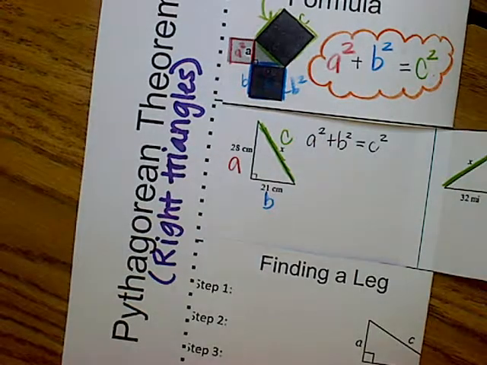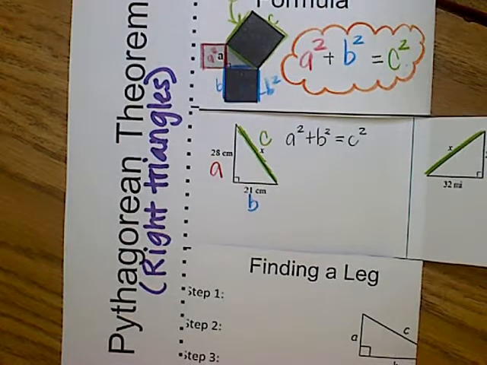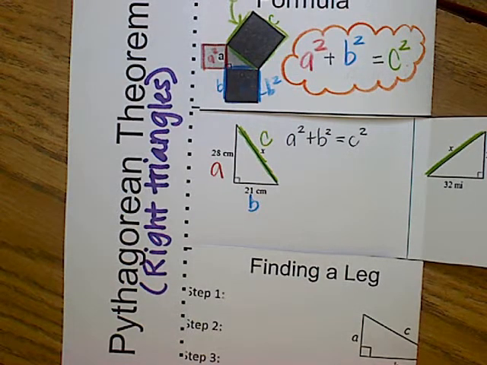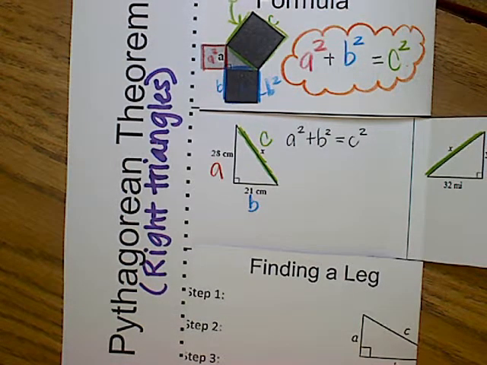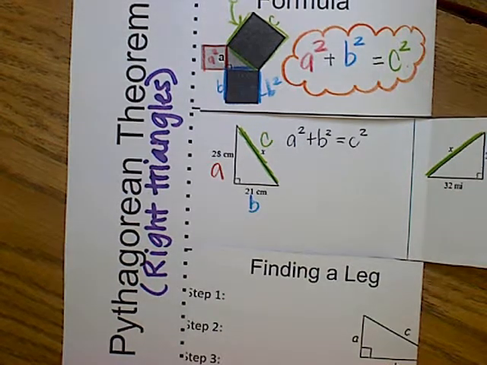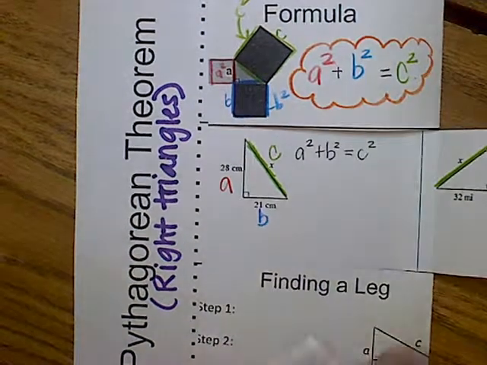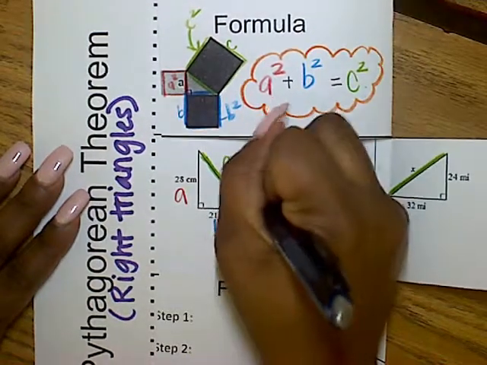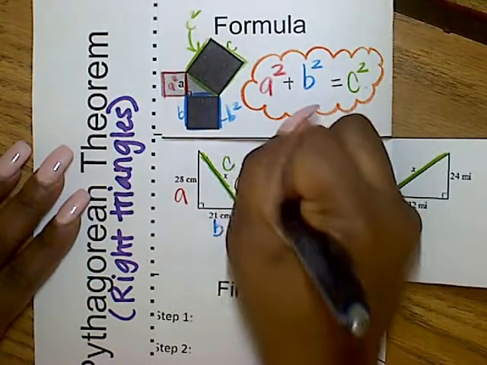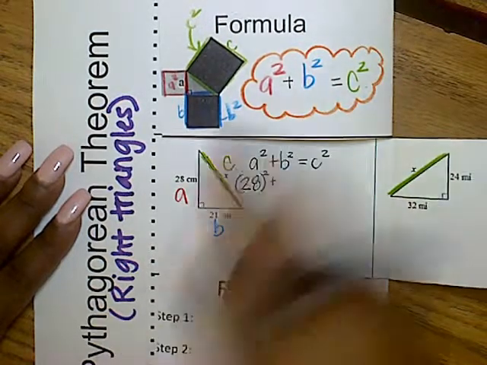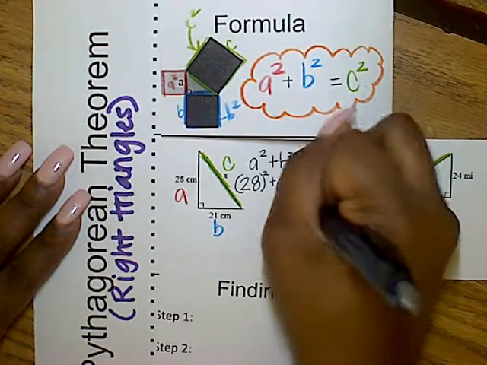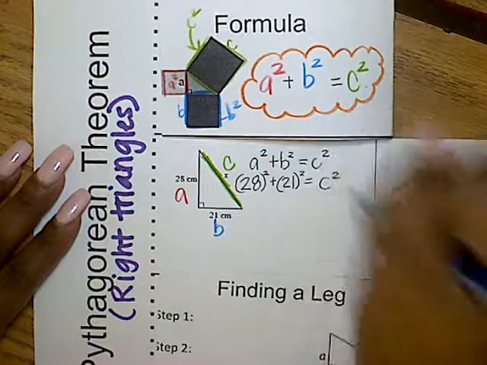And so you really need to know your perfect squares for this. It's just going to help you be successful. But you definitely can use a calculator, if you have a graphing calculator. So let's first plug in our A. So again, A is just 28. It's not squared yet. So we want to make sure we keep that squared there. Our B is 21. Again, not squared yet. And then we bring down C squared.